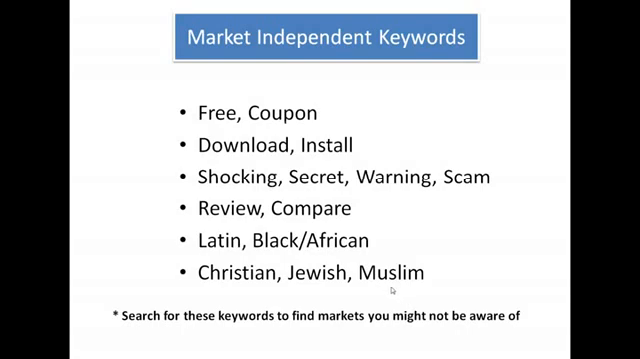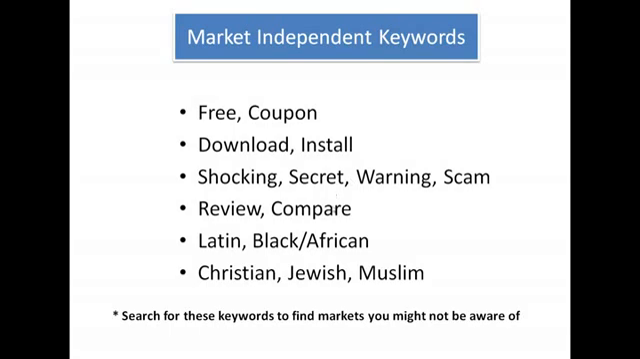Okay, the last thing I wanted to talk about is this idea of market-independent keywords. Some of you may have seen the email that I sent out, where I said to do a search on "free" and see what comes up. If you do a search on some of these terms, you'll find some very interesting things. What I mean by market-independent keywords is that these are keywords that may help you smoke out some affiliates in markets that you're not even aware of.